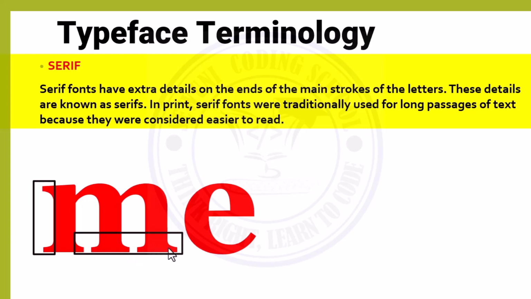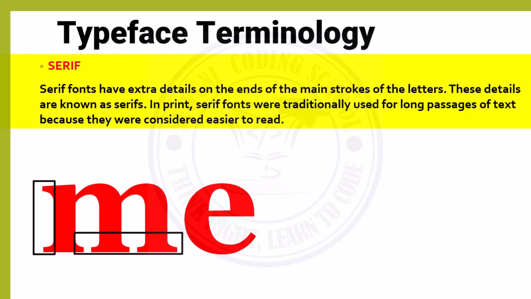You can see it at this end, and you can also see that of the M here. These details are what we call the serifs. Particularly when you are printing in a traditional way, the serif typeface is what is recommended, because it actually makes print easier to read because of the way it stands alone. Each letter stands alone in that particular order.